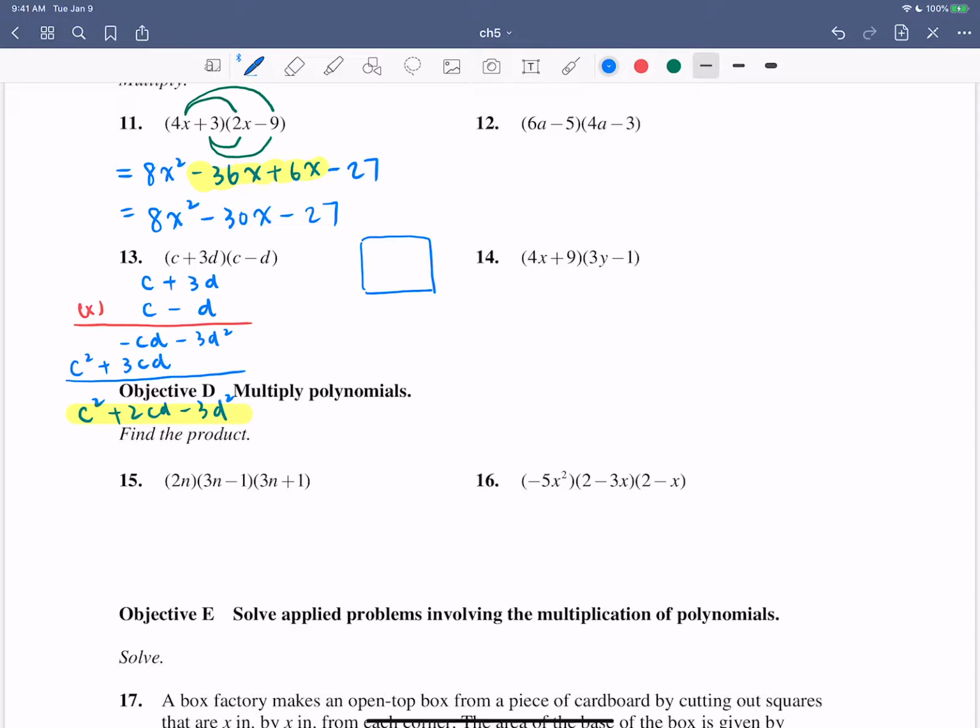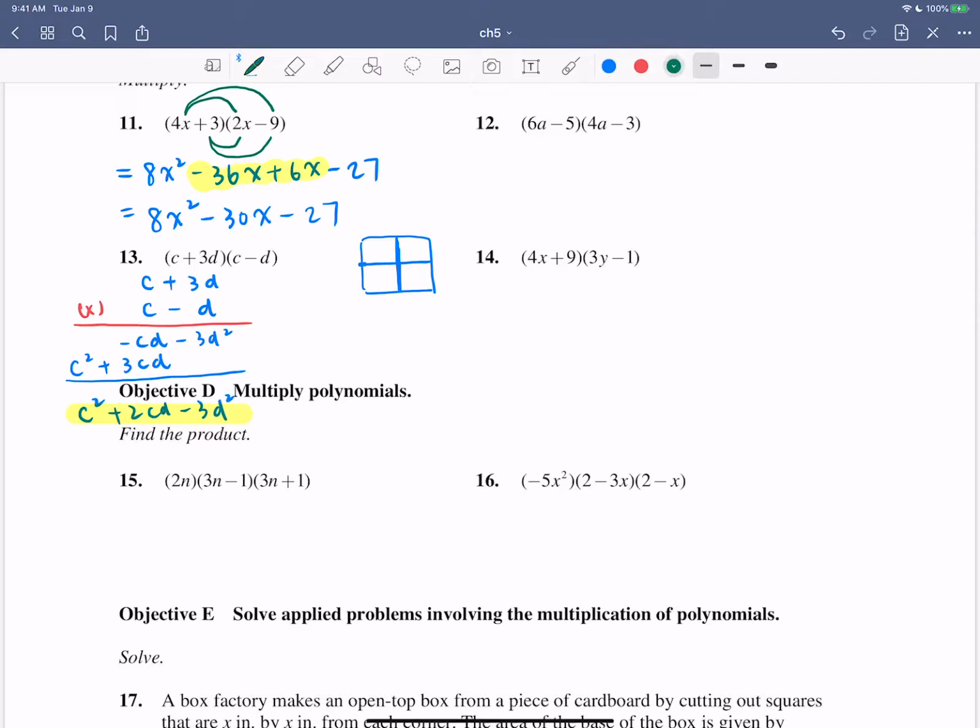The first polynomial is c plus 3d, so that's two terms. Therefore, I'm going to divide my heights into two terms. So cut the heights into two parts. The second polynomial that we're multiplying, c minus d, we have two terms again. So I'm going to divide my base into two parts as well.